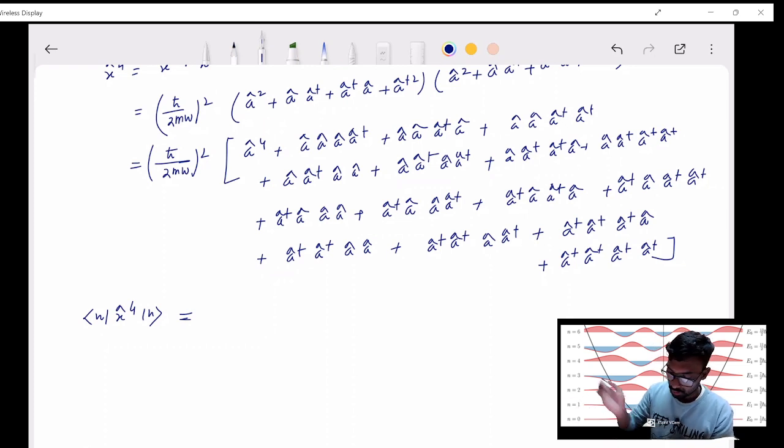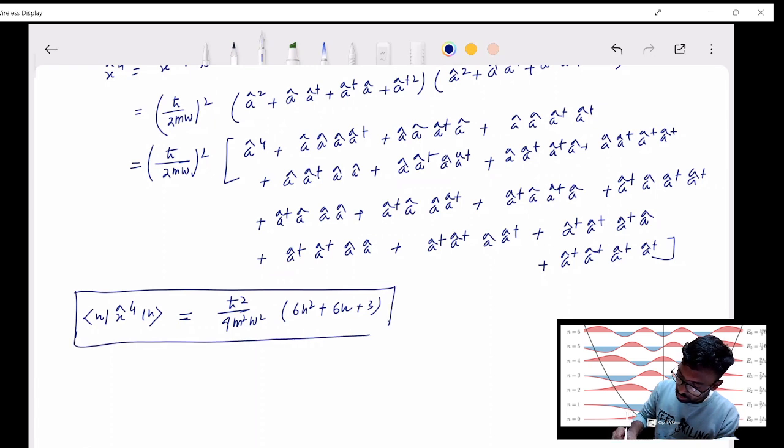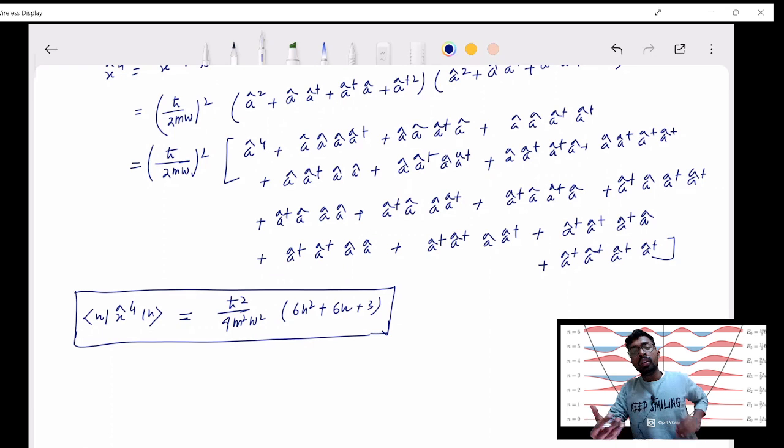This is equal to ħ² upon 4m²ω² times (6n² + 6n + 3). Please remember this, it is very important. Most of the time they ask questions from this result. This is very important: the expectation value of x to the power 4 for harmonic oscillators.